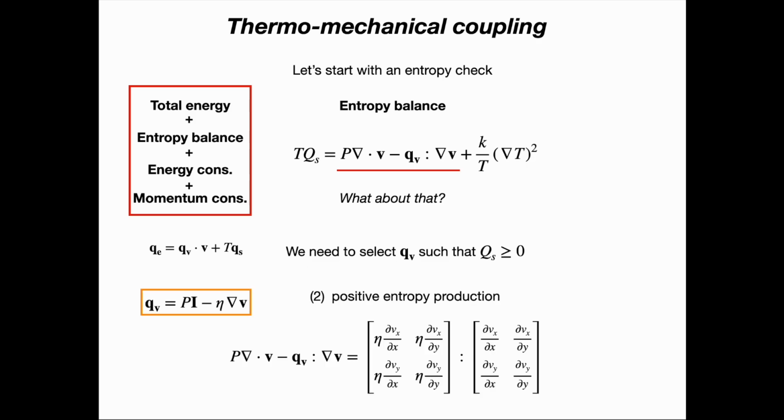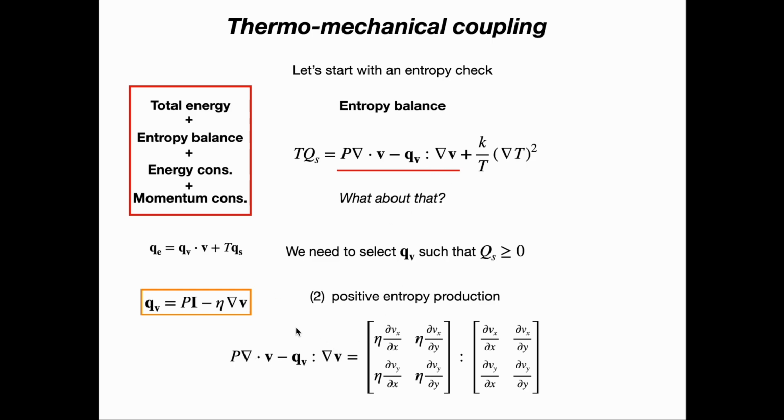Now let's study a second case where the term here will generate a positive entropy production. One possible form of the flux is to, as before, have P times identity matrix minus eta times gradient of velocity. Here, eta will be a viscosity factor, so it will be positive. The minus sign is there to cancel out the minus sign which is in front of QV. And the gradient of velocity is there to generate the square term.